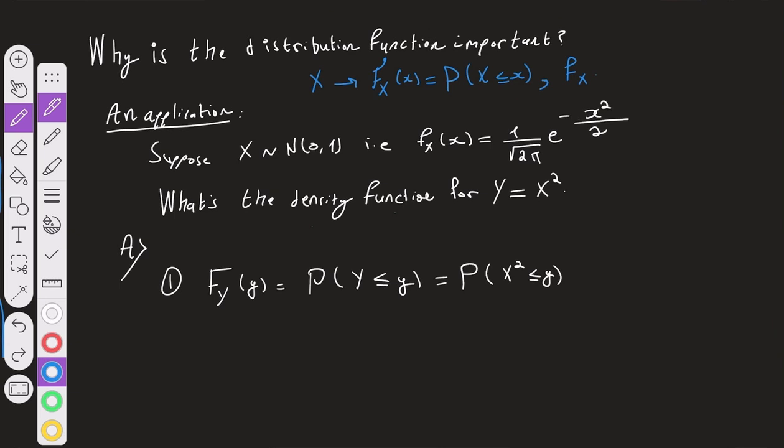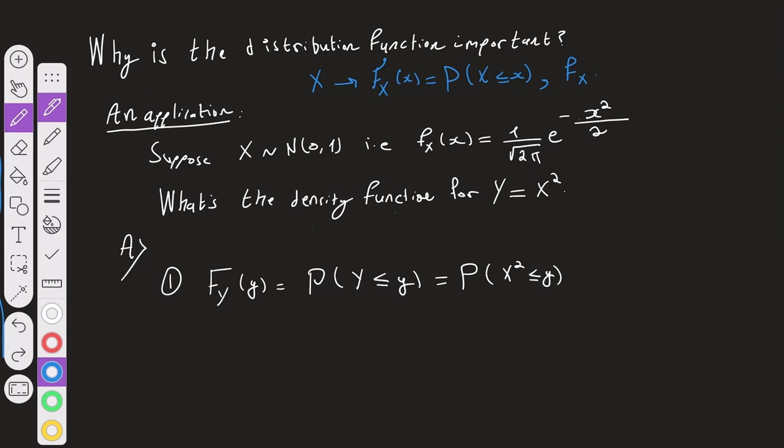So just to motivate a little bit the importance of this function, I'm going to show you an application of this distribution function. Consider the following simple problem. Suppose we have a normally distributed random variable with mean 0 and standard deviation 1. By that I mean the random variable has the density function given over here: 1 over square root of 2 pi, e to the minus x squared over 2.